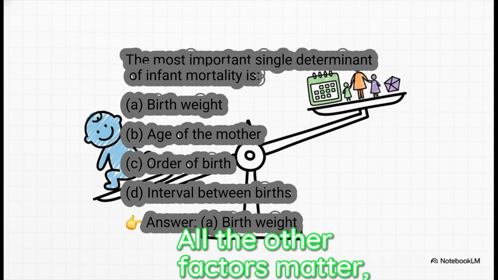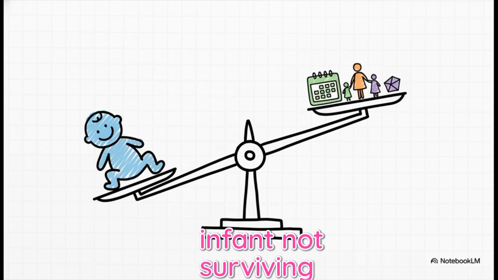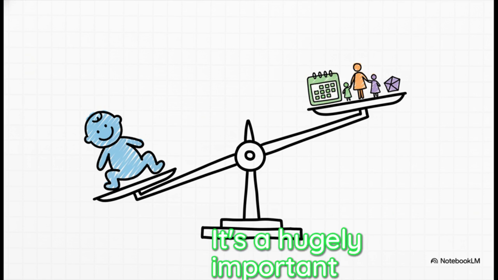All the other factors matter, of course, but low birth weight is the biggest single risk factor for an infant not surviving that first year. It's a hugely important indicator.